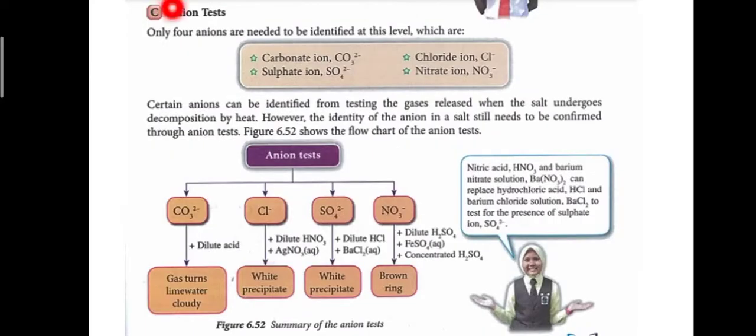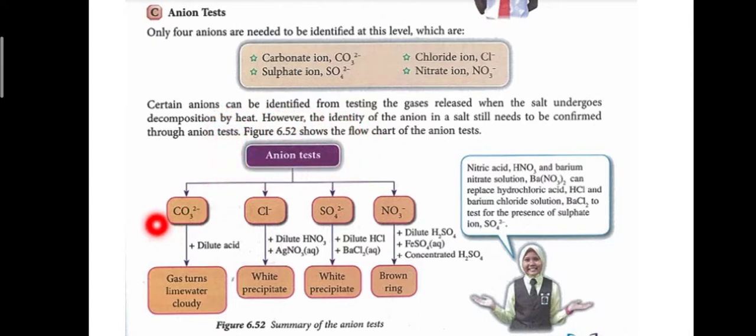Okay, for anion test, only 4 anions are needed to be identified at your level, which are carbonate ion, sulfate ion, chloride ion, and nitrate ion. Okay, so from here we need to know that the identity of the anion in a salt needs to be confirmed through anion test.